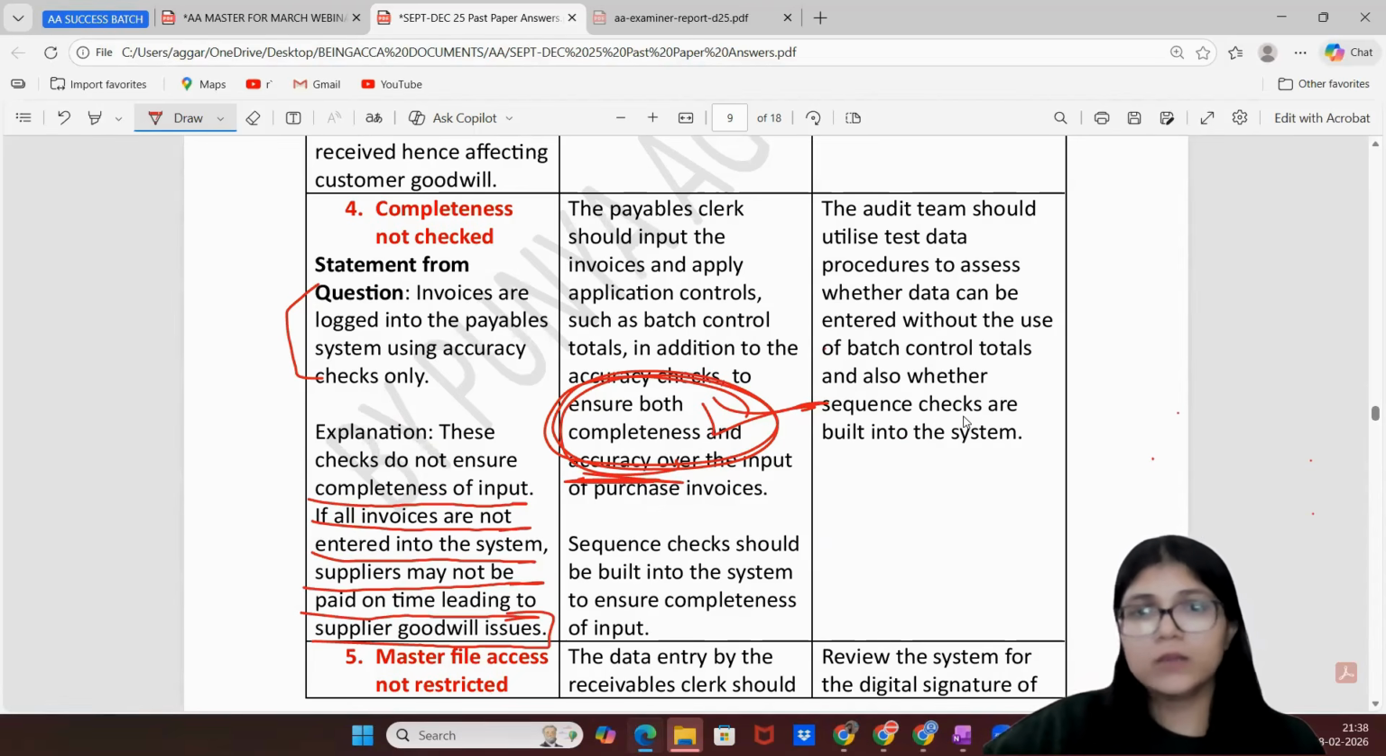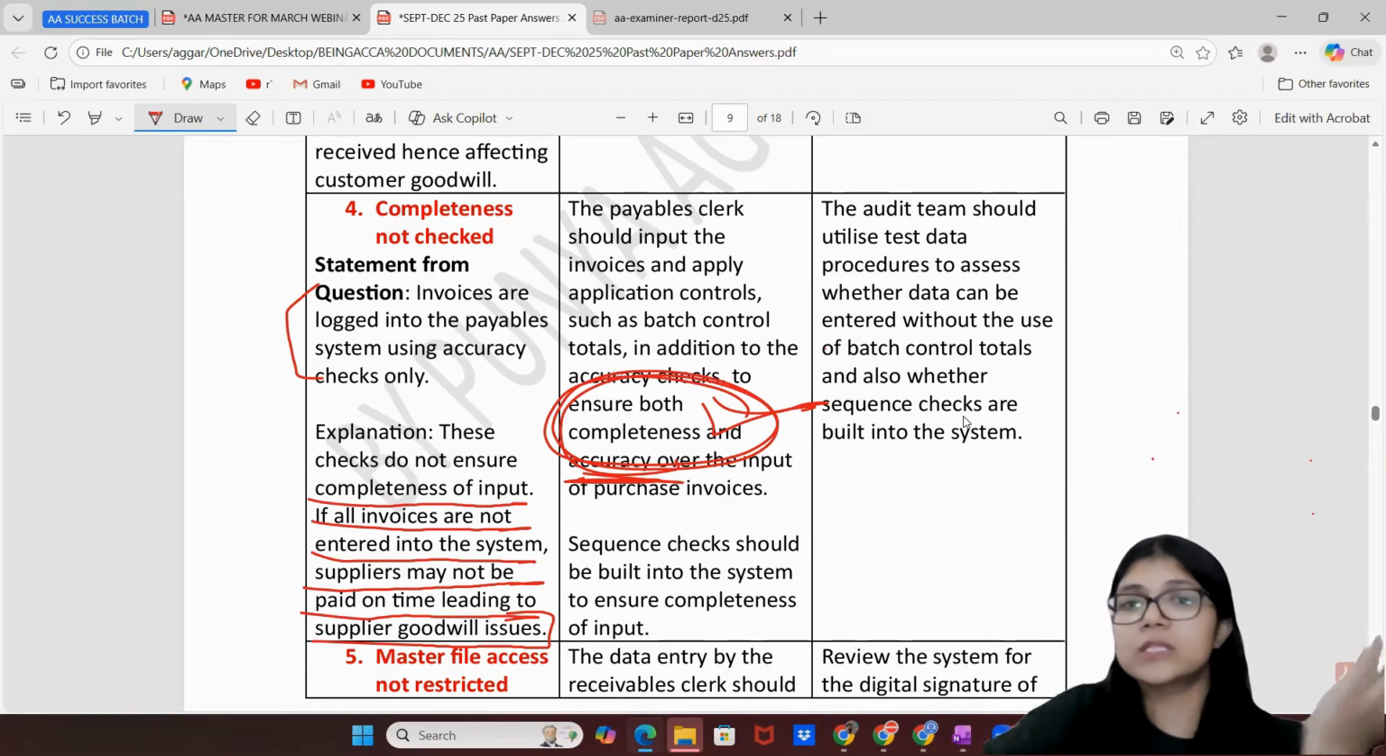Okay, and then the next one, the test of control would be very simple. I, as an audit team, will just do a test data. I will just check if the batch control or the sequence check or the arithmetical check that I have put in place is actually working fine or not, or whether it is still just checking the accuracy of the inputs and not checking the completeness. Or you can also check the process, how they have included this in the process, to check if they have also included completeness as part of their process or not.